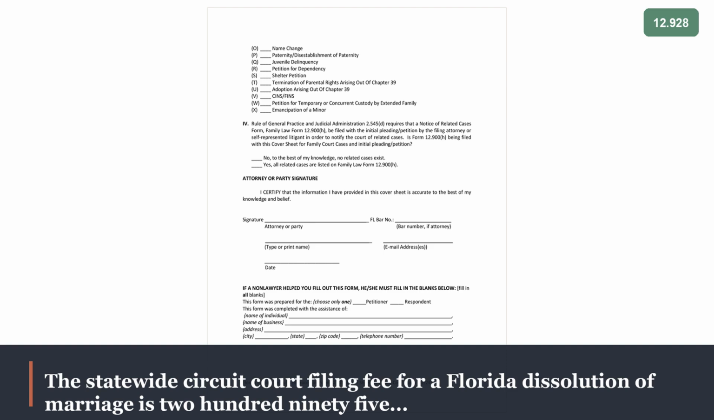Anyone whose case involves domestic violence, sexual battery, aggravated stalking, harassment, or aggravated battery, and who wants to keep their address confidential, can file a request for confidential filing of address instead of entering that information on the petition itself.